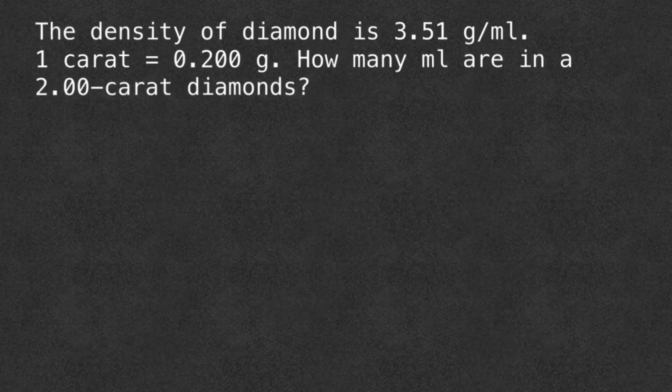Okay, here is my last example. The density of a diamond is 3.51 grams per milliliter. 1 carat equals 0.200 grams. How many milliliters are in a 2-carat diamond? Okay, so again, go to your question. How many milliliters are in a 2-carat diamond? 2 carat, that's our given.